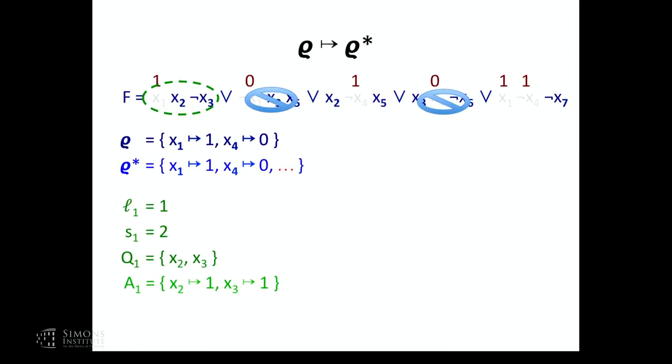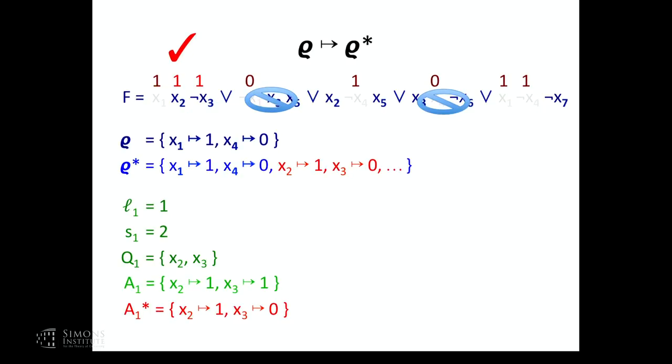Okay, so note that when we substitute these here, then this becomes falsified. But when we're building the extended restriction row star, we're going to look at A1 star, so we're going to assign the same variables, but we're going to assign them in the unique way that satisfies this first clause. So that would mean we're setting X2 to 1 and X3 to 0. And so when we're constructing this extended restriction, row star now looks like this, and we continue.